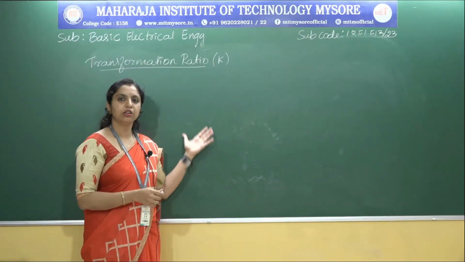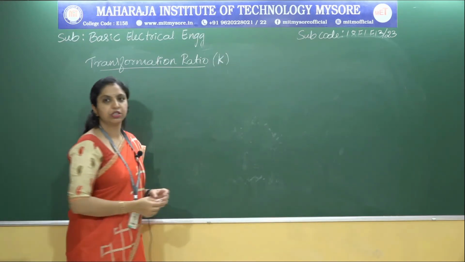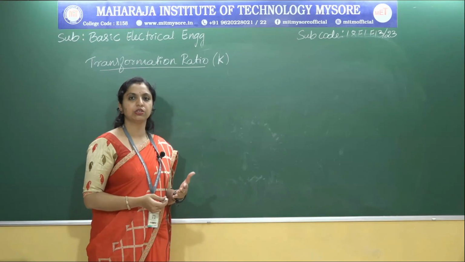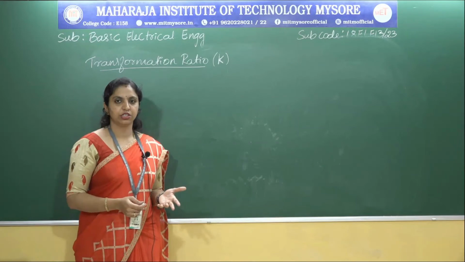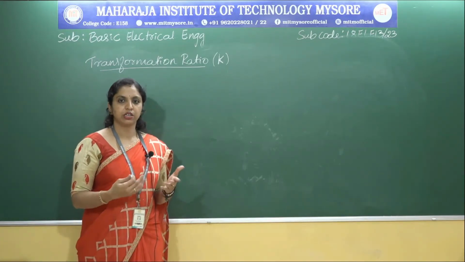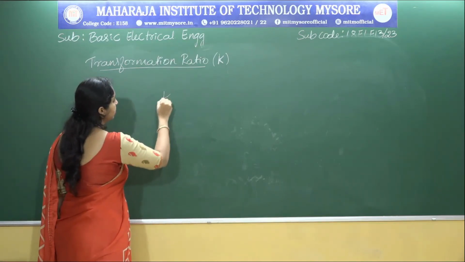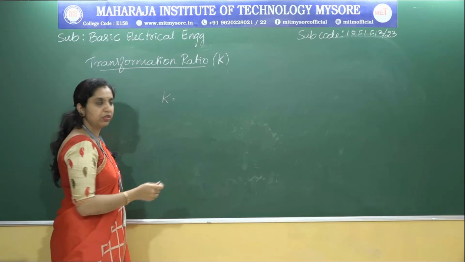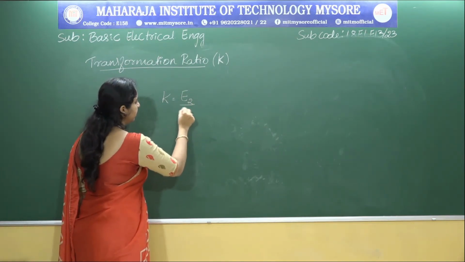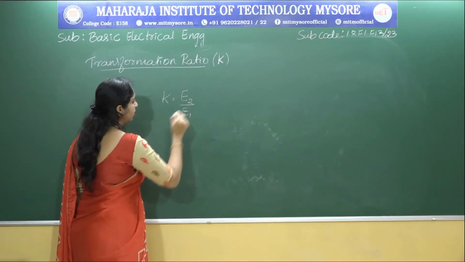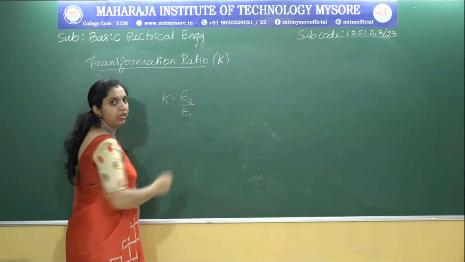We have a term called transformation ratio, which is denoted as K. This transformation ratio can be expressed in three forms: voltage ratio, current ratio, and turns ratio. To represent the transformation ratio in the form of voltage, we express K as E2 by E1. Here, E1 is the primary EMF and E2 is the secondary EMF.